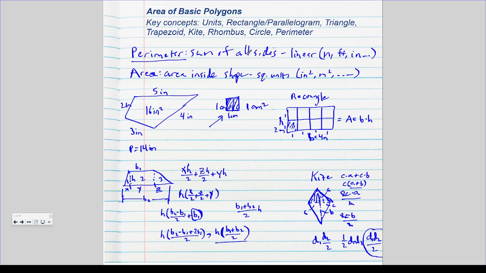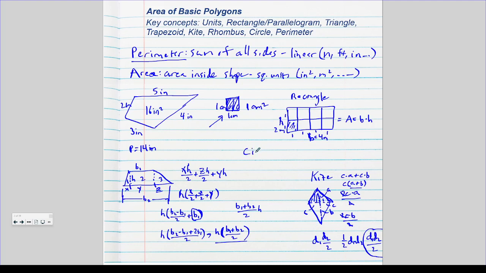And then the last shape to talk about is a circle. Circles are kind of unique because their area and perimeter are determined by pi. We defined pi to be the ratio of the circumference to the diameter of a circle.